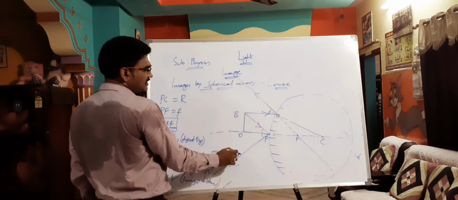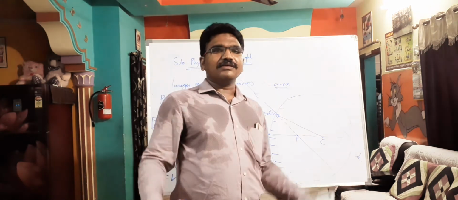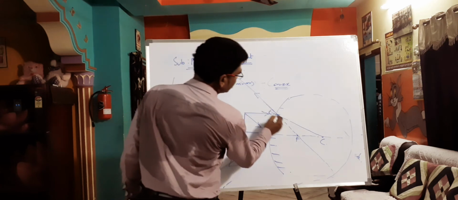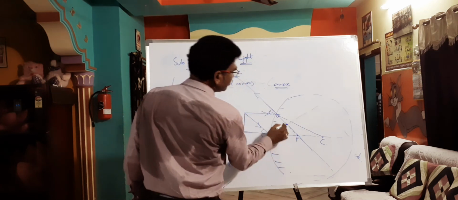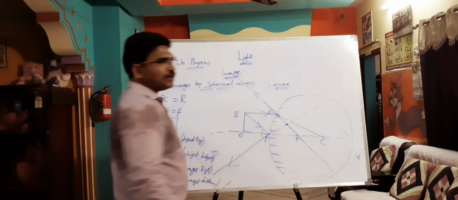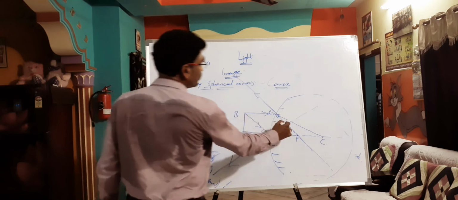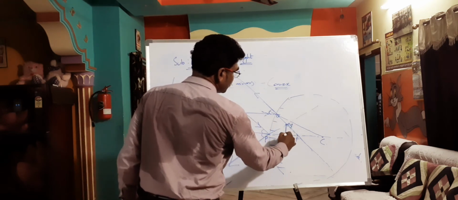Can they meet? This ray and this ray, can they meet? They cannot meet. So the real condition is not there. When the real condition is not there, go for the virtual condition. Then I extended this one and I extended this one and they appear to meet. Now the point where the reflected rays meet or appear to meet is called the image point. Now what is this point? Image point.